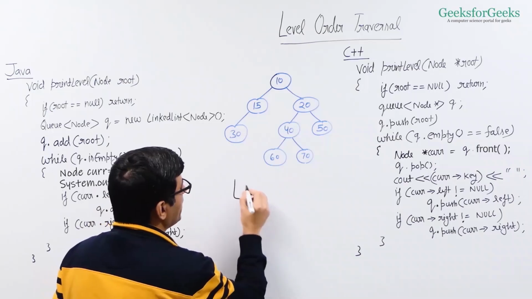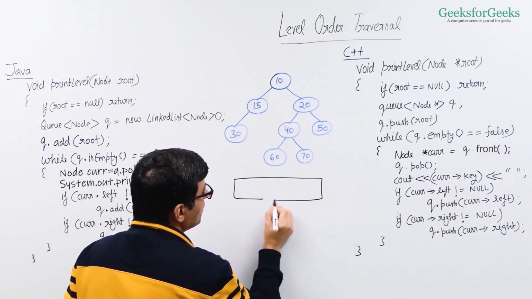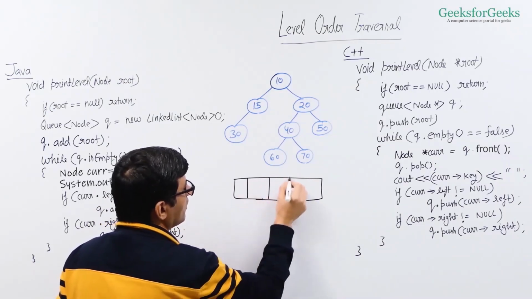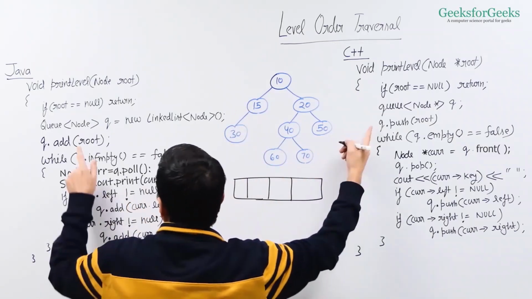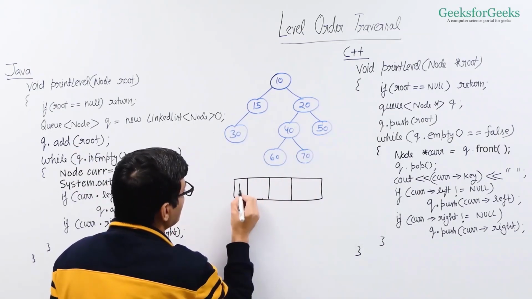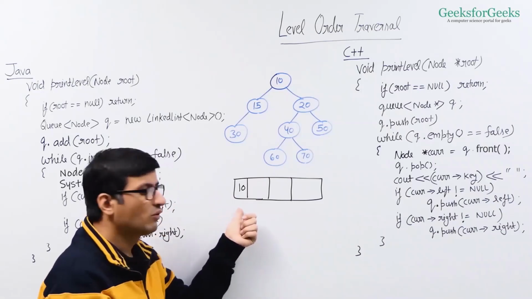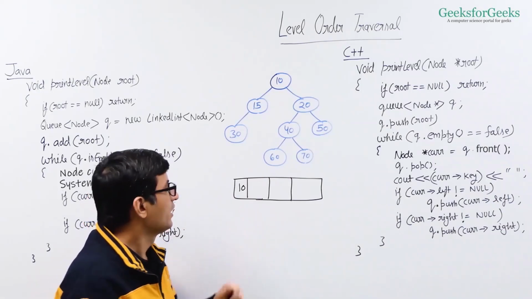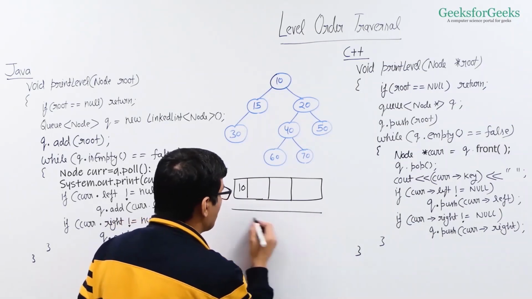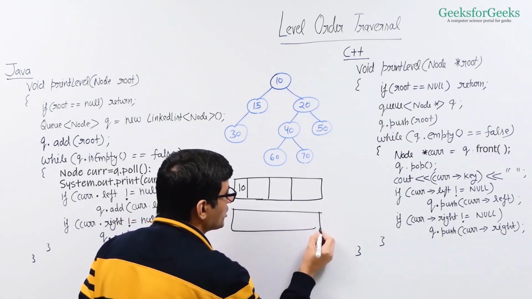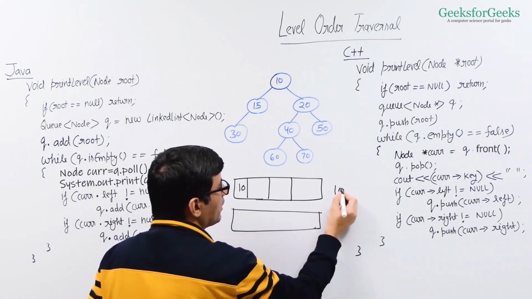So we first create an empty queue, then we enqueue the root. Here and here we first add root to the queue. Then we run a loop while queue is not empty, and inside this loop we take out an item. So we take out 10 and we print it on the screen, right? So we print 10 on the screen.